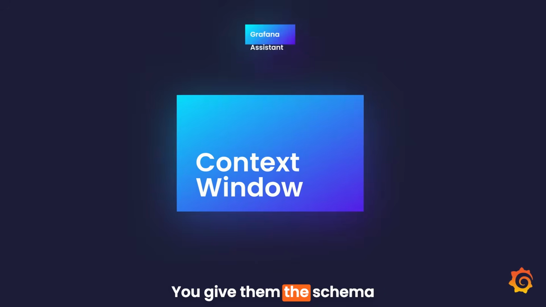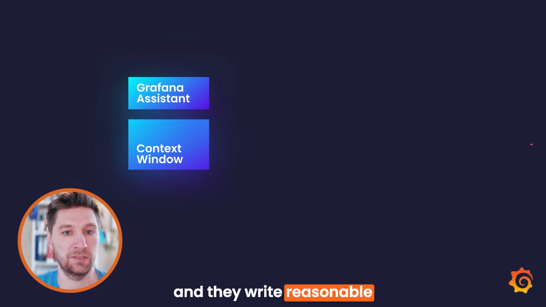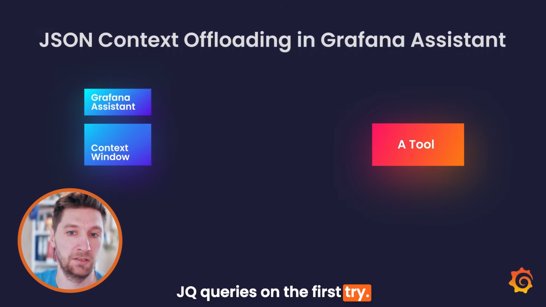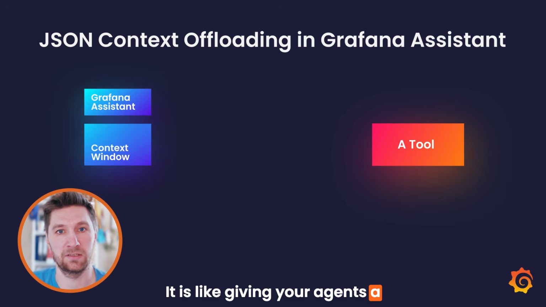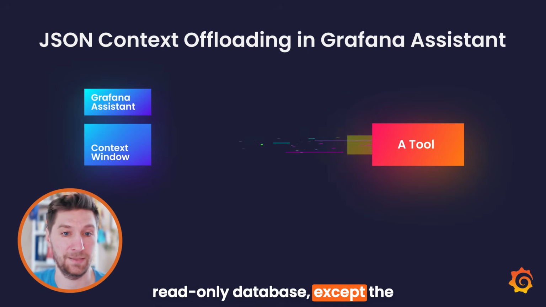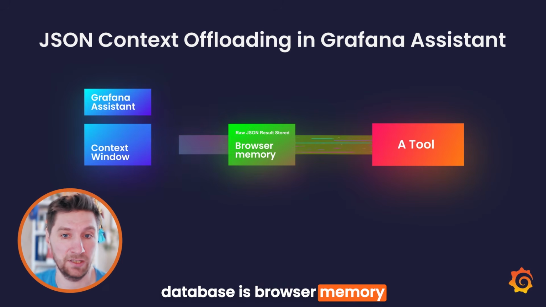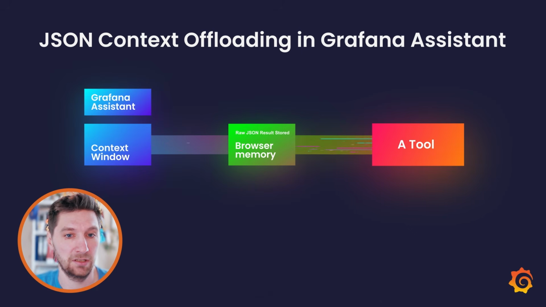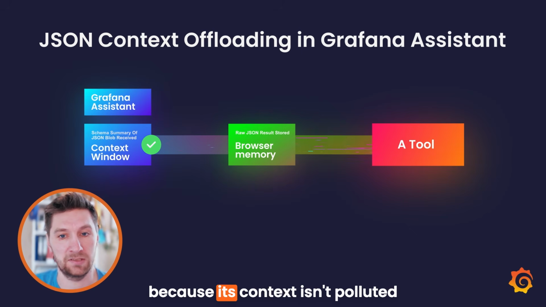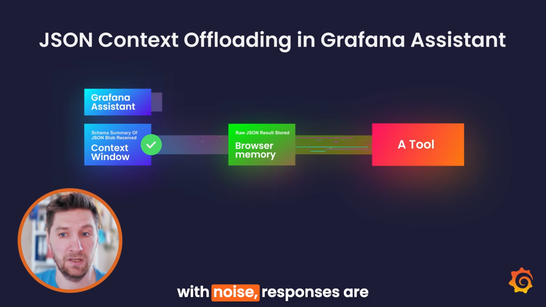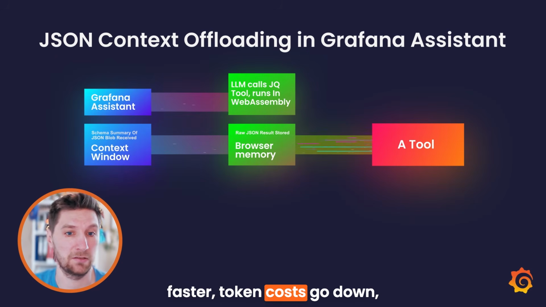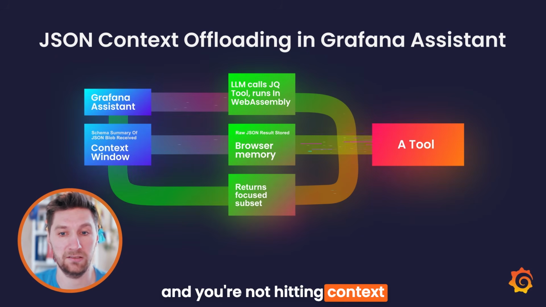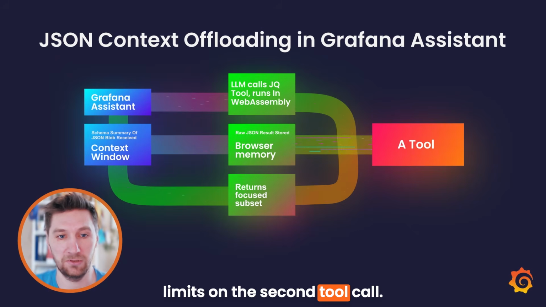What surprised us is how naturally models work with this. You give them the schema and they write reasonable JQ queries on the first try. It is like giving your agents a read-only database, except the database is browser memory and the query language is JQ. The model reasons better because its context isn't polluted with noise, responses are faster, token costs go down, and you're not hitting context limits on the second tool call.